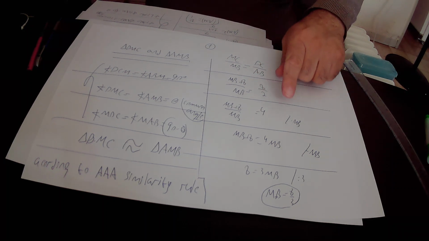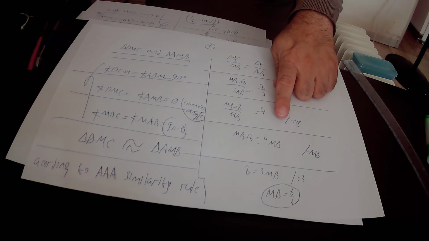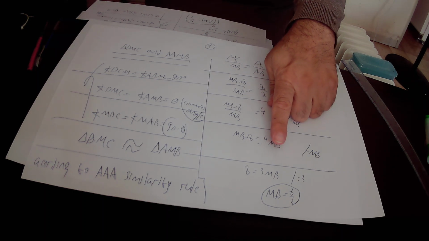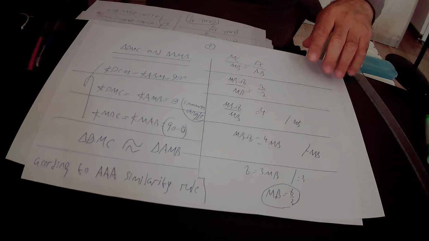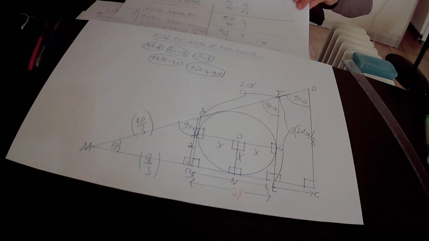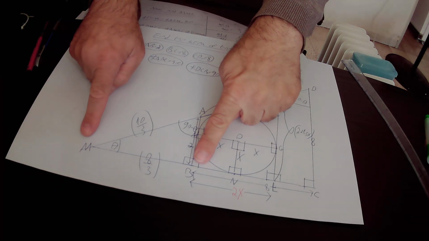Then we subtracted MB from this equation and finally found that 8 equals 4MB minus MB, which is 3MB. So 8 equals 3MB. We divided this equation by 3 and finally found that MB equals 8 over 3 units. This side MB equals 8 over 3 units.